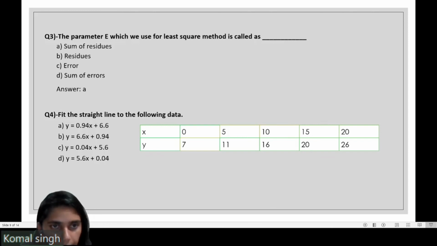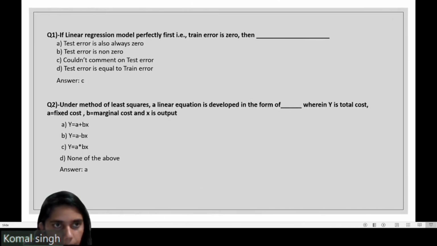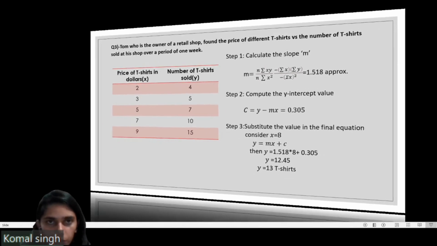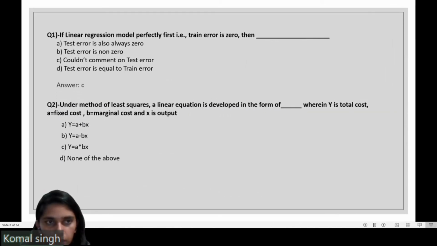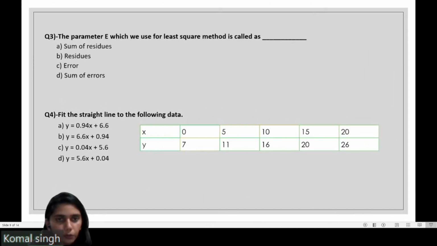Then, fit the straight line in the following data. Here you can do the same thing which we have done in the last numerical. Like first we find the value of slope, then we find the y-intercept, then the final equation. So we have done the same thing in question number 4.